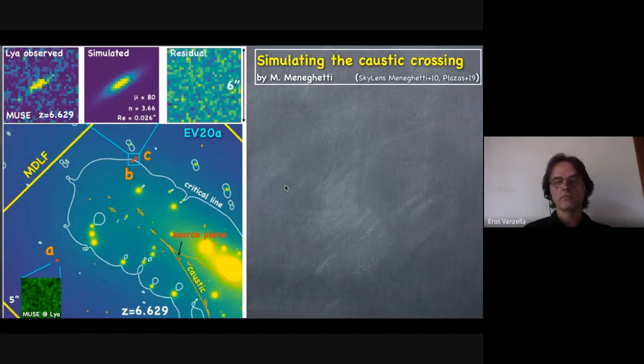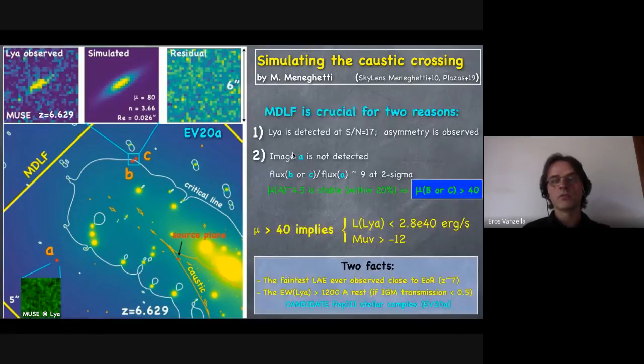Okay, so the MUSE data are important in this case for two reasons. The first is that we detect the Lyman alpha at high signal-to-noise, so we see the asymmetry of the line. And the second point is maybe technicalities, so I will jump ahead, but the end result is that the magnification is relatively robust, above 40. So this would be the faintest Lyman alpha emitter ever observed close to the ionization epoch.